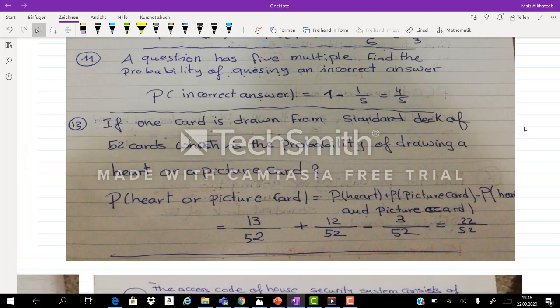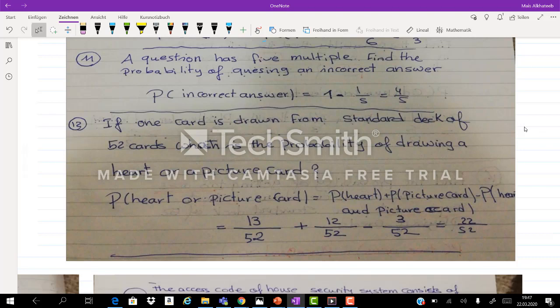إذا كم queen عندي؟ 4 queen. كم king عندي؟ 4 king. كم jack عندي؟ 4 jack. إذا 4 زائد 4 زائد 4 يساوي 12. إذا عندي picture card هن 12 picture card. والهيرت أنا بعرف إنه الهيرت 13، الديامond 13، السبيد 13.